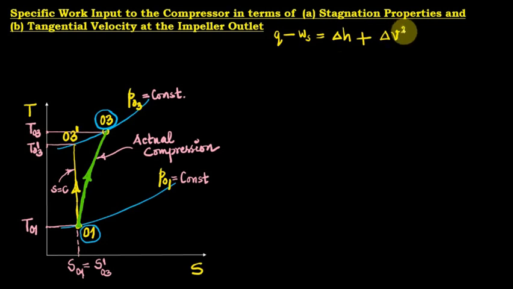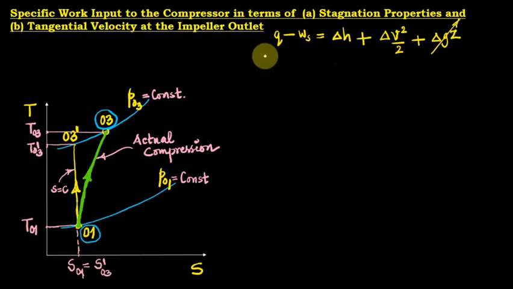So delta V square over 2 is the kinetic energy per unit mass, and the potential energy per unit mass is delta gz. We ignore the effect of elevation; if the change in elevation head or datum head is neglected, then delta gz will go, leaving delta H plus delta V square over 2. So now we consider the process 1 to 3 first.